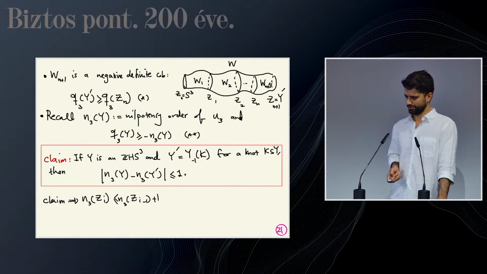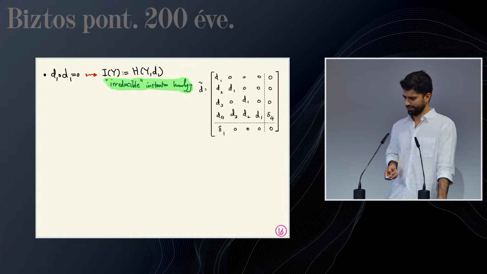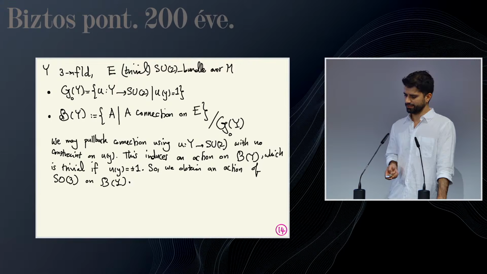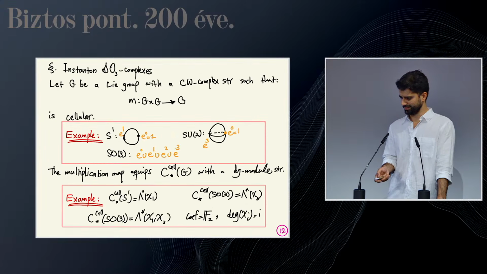That's a good question. Let me see if I can use the slides to do that. Let's go back. It goes back really to the case of S1 action. So when you look at the case of S1, the algebra is generated by one element. It's the exterior algebra in one element.